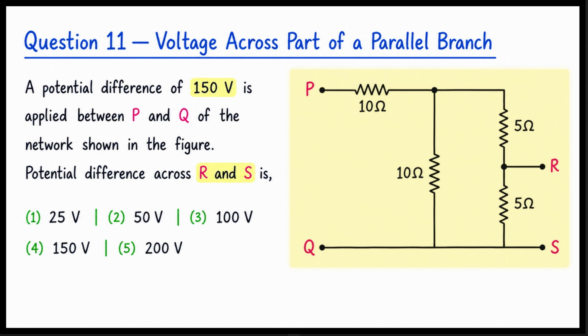R and S sit on the lower branch. Notice that the question is asking about part of a parallel branch, not the whole branch. That detail decides whether the answer is 50 volts or 25 volts. The structure of the network forces a specific path through Ohm's law, and we will walk that path in order.